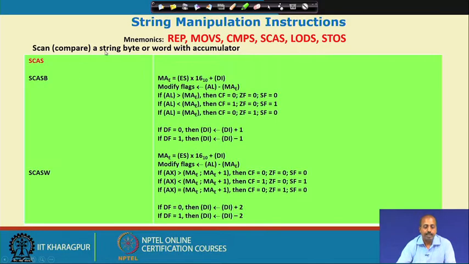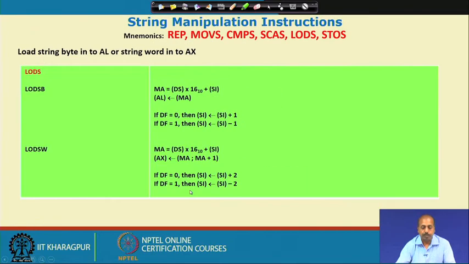Then we have got scan a string byte or word with the accumulator. It is basically comparison with the accumulator. SCASB will compare the AL value with the content of the memory location which is pointed to by ES colon DI. On the other hand, SCASW will compare the word. It will compare the AX register with the 2 successive memory addresses pointed to by ES colon DI, and then depending upon the DF flag, the DI value will be either incremented or decremented.